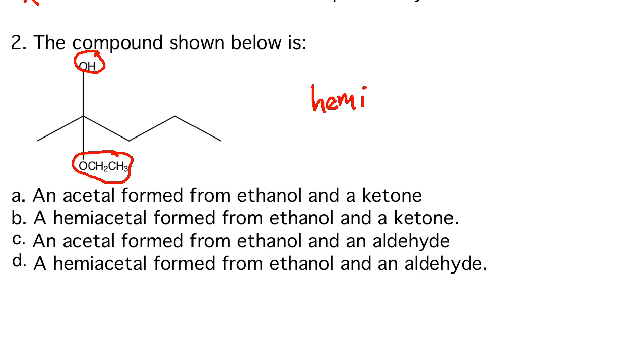So that means I can immediately get rid of A and C. Even though this is an intermediate form as part of the acetal reaction, a full acetal would have the OCH2CH3 group twice. It would have it above and below. So we're in the hemi form right now.